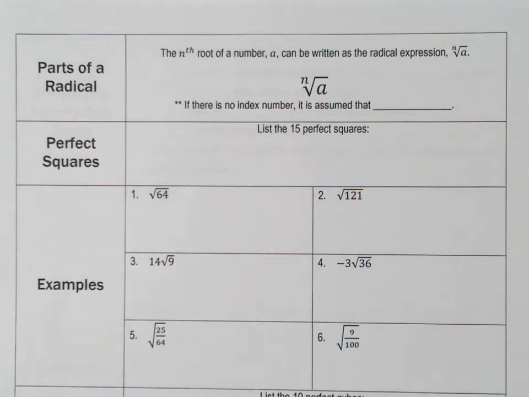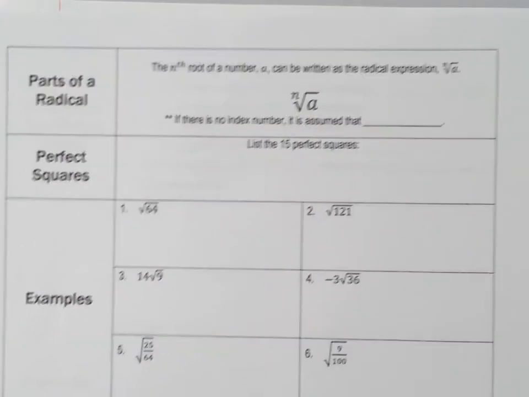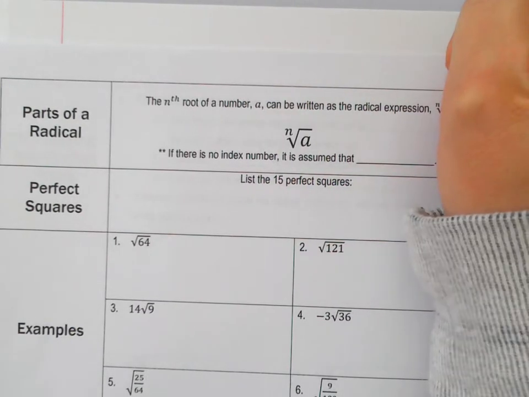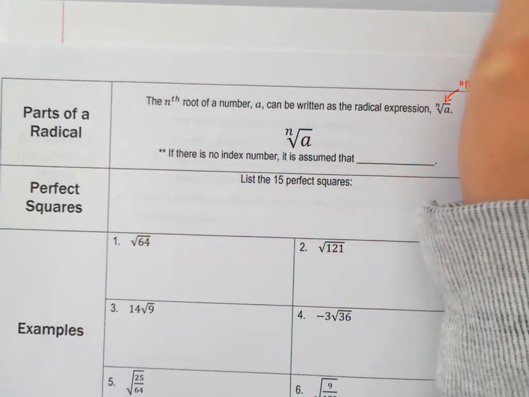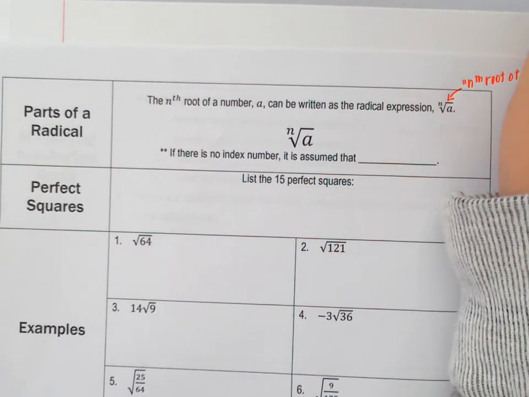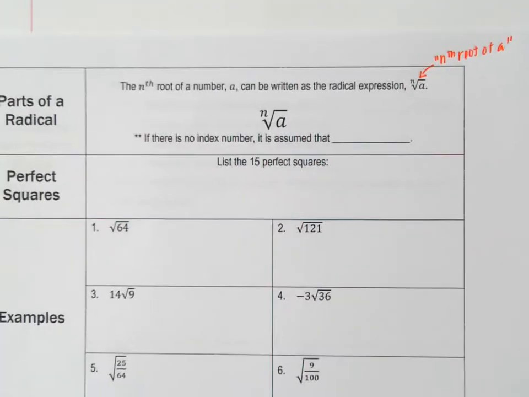So this is actually part of chapter 10. It's 10.2, simplifying radicals. So we're going to start first with just parts of a radical. The nth root of a number, a, can be written as the radical expression, the nth root of a. So let's write down how we would say that. The nth root of a is how that would be read.